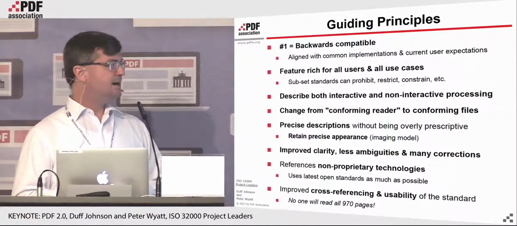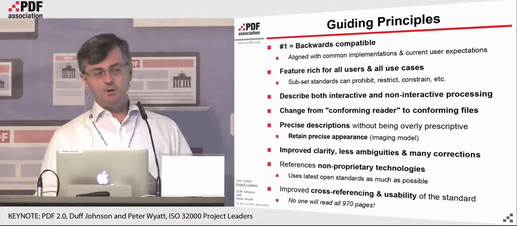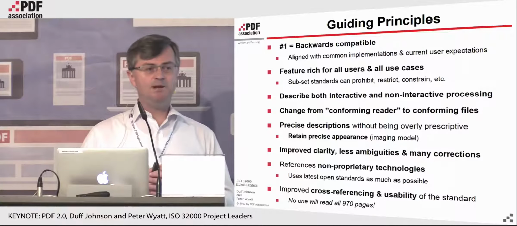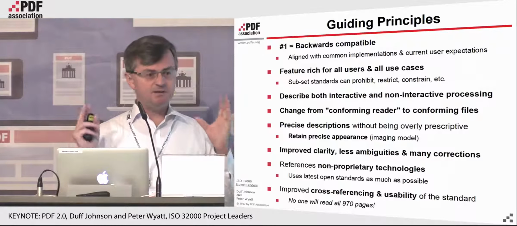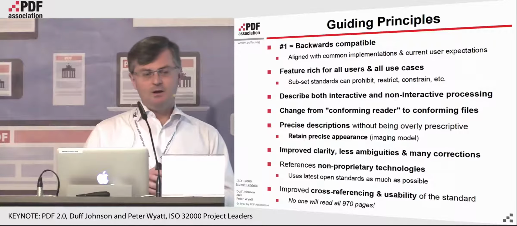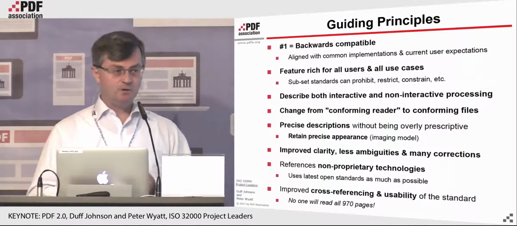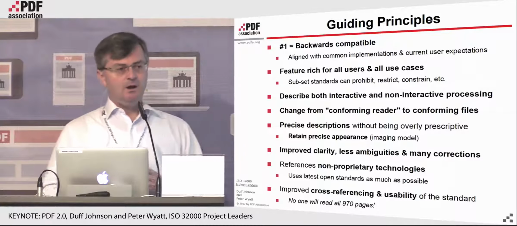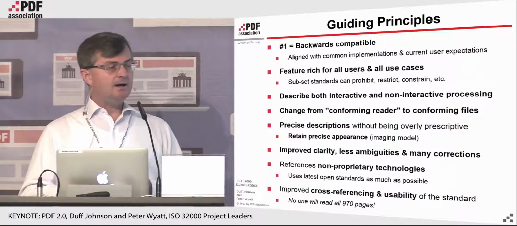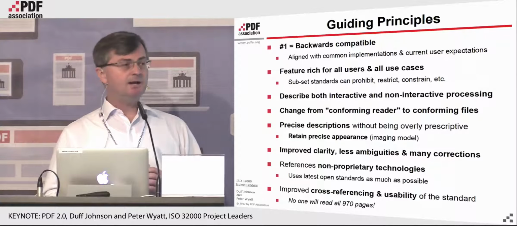We obviously retain the precise appearance model, the imaging model, which is very important for PDF. People want to see the PDF exactly as they should see it. We've improved the clarity, removed ambiguities, and there have been many, many corrections in the text. And I'm talking many, many. The references, which I briefly mentioned earlier, have also been updated.